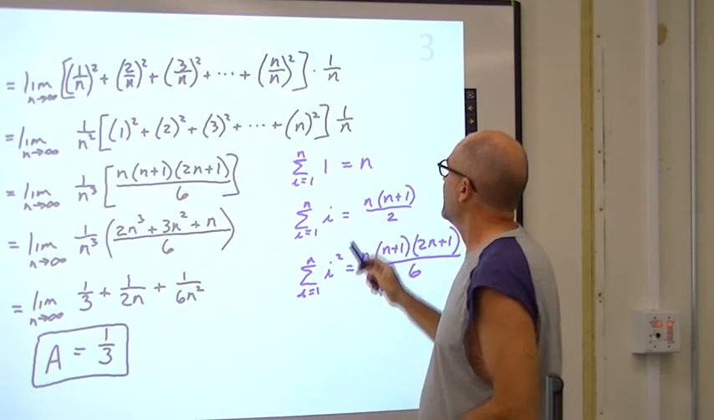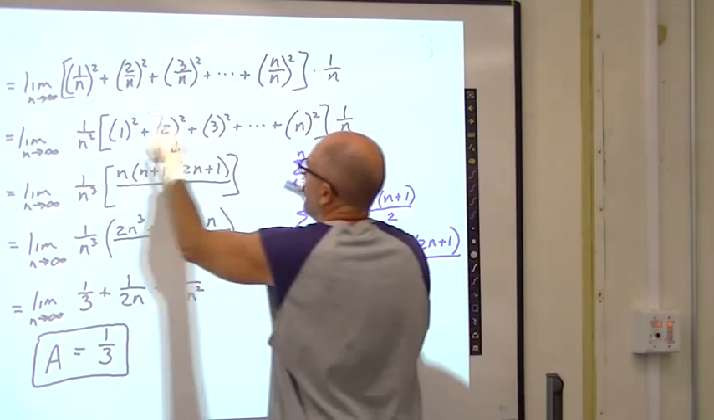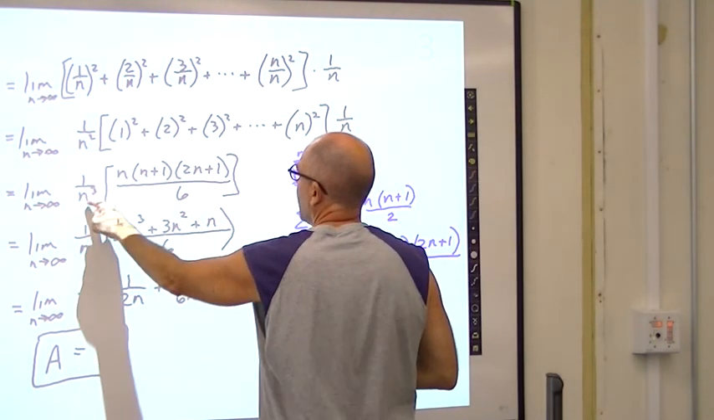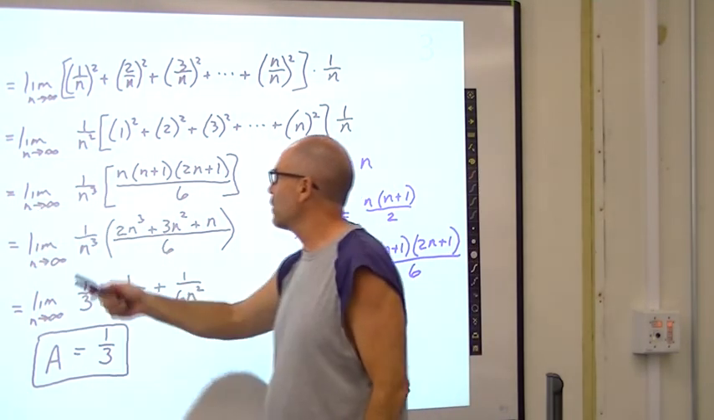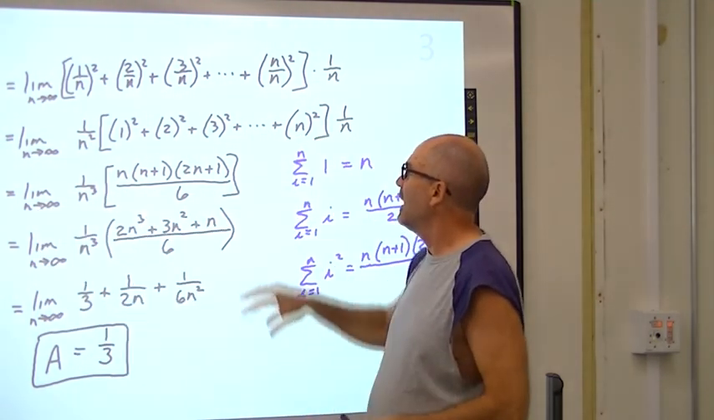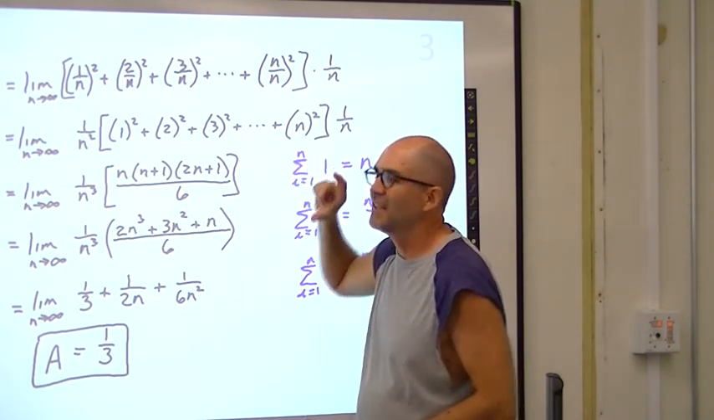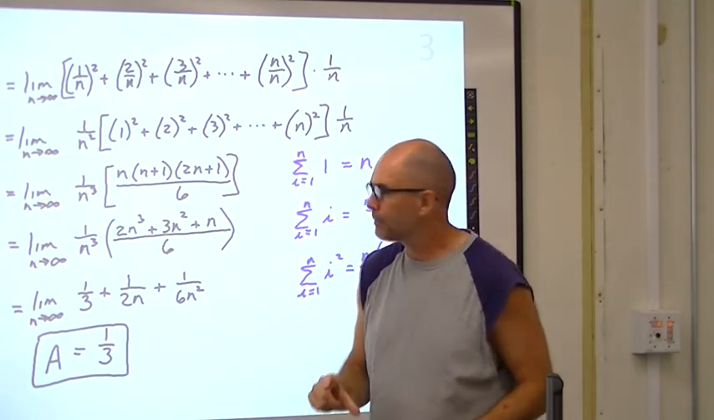Now, the other thing I did was I took my 1 over n here, multiplied by 1 over n squared here, and I have 1 over n cubed here. Now, we still have the limit as n approaches infinity of all this. And this is going to be our exact area.